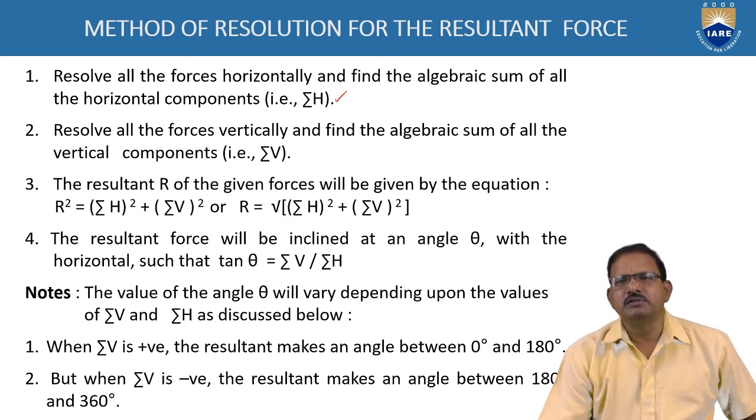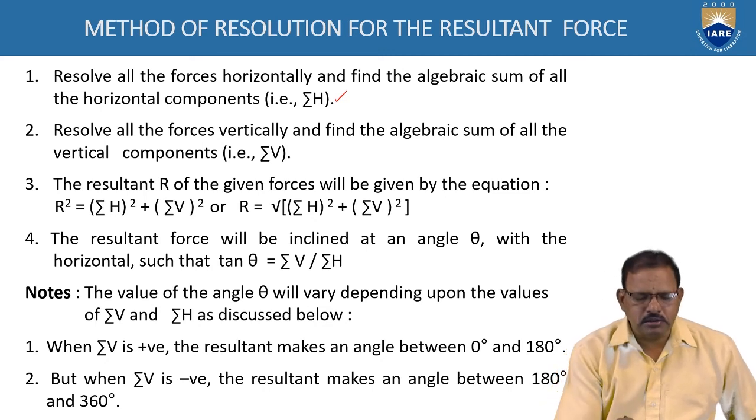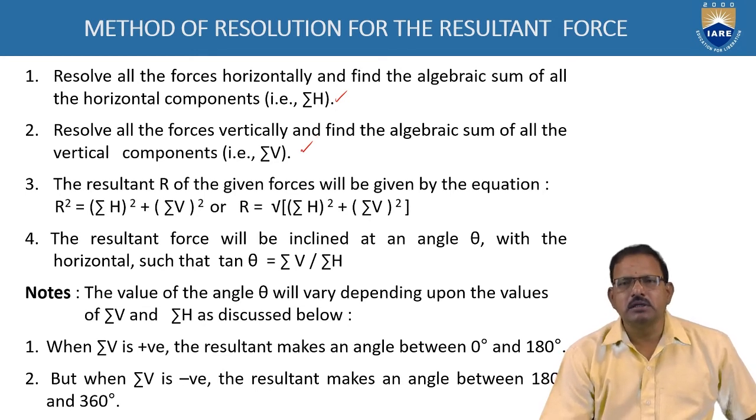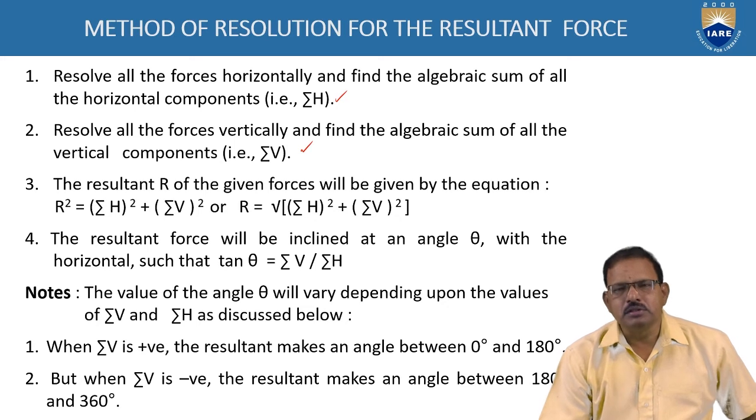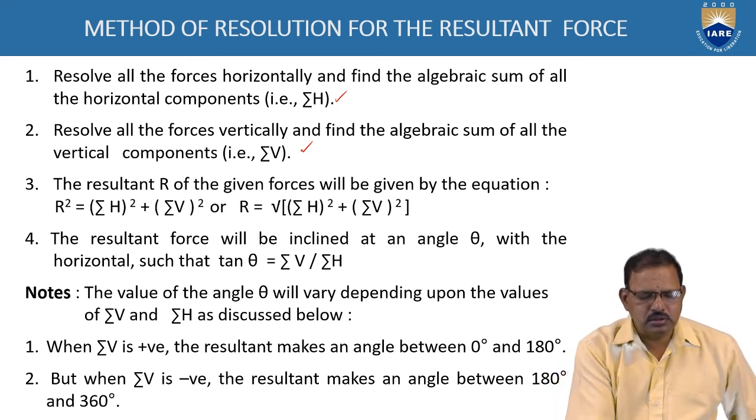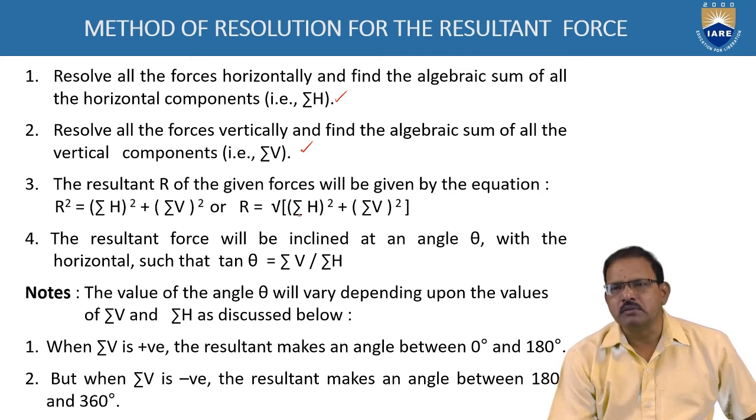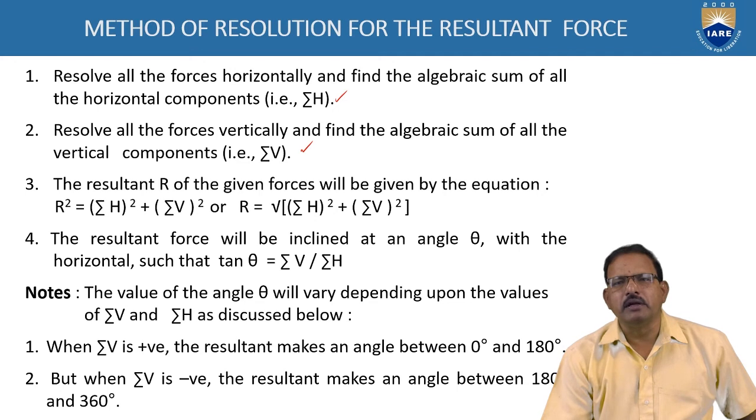Similarly, resolve all the forces vertically and take the algebraic sum of all the vertical components, generally represented as sigma V. Now, according to the trigonometric relations, the resultant of the system of forces is R squared equals sigma H squared plus sigma V whole squared, or R is equal to the square root of sigma H squared plus sigma V squared. The resultant force will be inclined at an angle theta with the horizontal, and it is given by tan theta equals sigma V divided by sigma H.